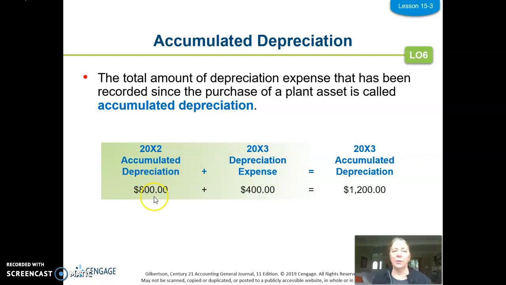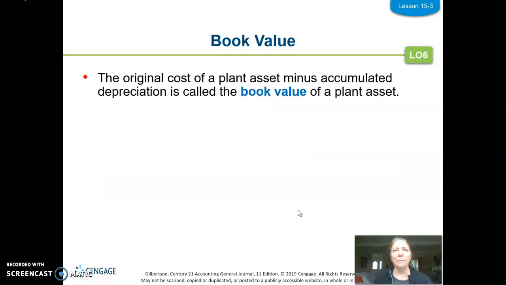It was 2 years of $400, and then in year 3 we'd do another $400, so then we're up to $1,200 of accumulated depreciation. And then in year 4 we would do 400 more, and accumulated would be $1,600. And then in year 5 we would do 400 more, and accumulated would be $2,000. So it's just keeping a running total, basically, of all the depreciation expense since we started.